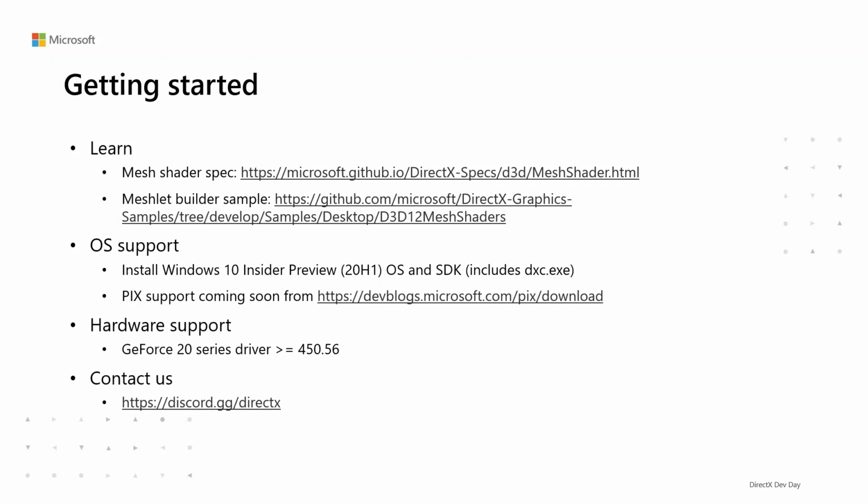And I'm going to wrap up with a few links for getting started. So the mesh shader spec is available on this GitHub repository. That's the full engineering spec with all of the details of how the feature is designed and implemented. More detail than you would ever want in there.